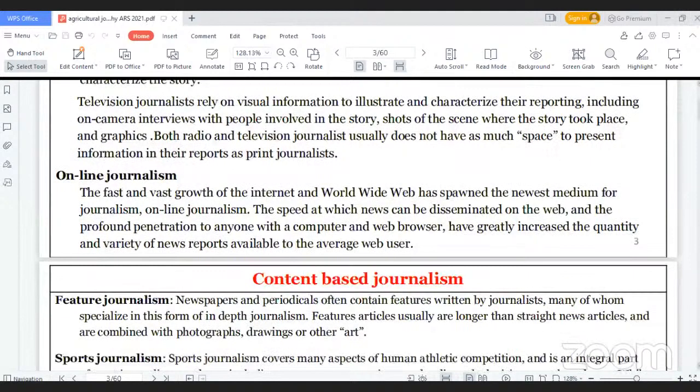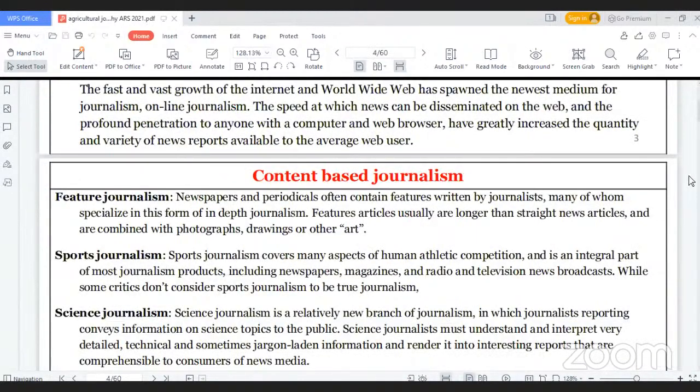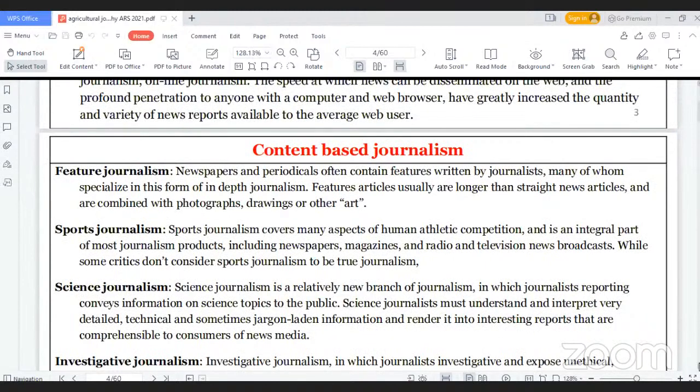Then content journalism. Previously we discussed media-based journalism. Now we come to content-based journalism. This content-based journalism is further classified, first as feature journalism. Newspapers and periodicals often carry different types of features, written by different journalists, many of them specialists, in the form of in-depth journalism. Then sports journalism, related to sports or sports-related activity. Suppose the Winter Olympics is going on in China. So you can learn about sports journalism, or some Indian sports games, or any games or sports-related activities.